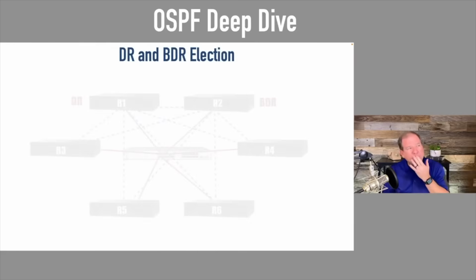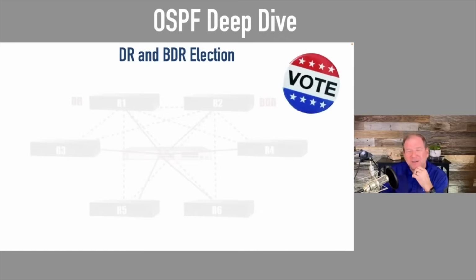But we're going to go to 224.0.0.6. That's how we talk to just the DR or the BDR. And the next logical question is, all right, who becomes the DR and the BDR? Well, there is an election that's held. We're going to vote on who is the DR and the BDR. And by default, it's whoever has the highest router priority.